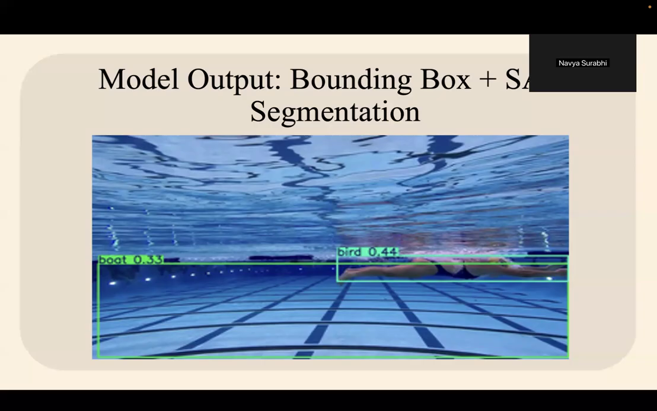Next, this bounding box is passed to the Segment Anything Model, that is SAM, which uses it as a prompt to generate a high-precision mask of just the swimmer. So the result is a cleanly segmented image where all the background elements like the pool floor, bubbles, and lane lines are removed. By isolating the swimmer in this way, we can make it much easier to analyze the body movements and posture because there is no visual noise interfering with the pose estimation model.